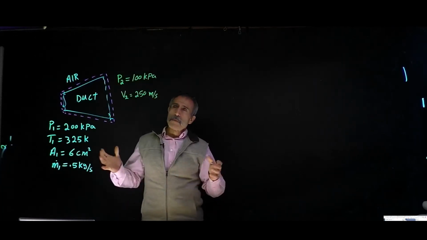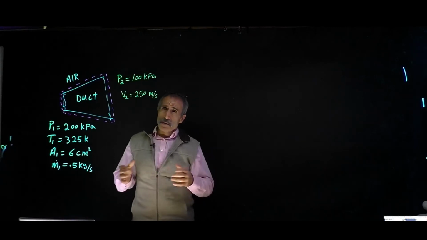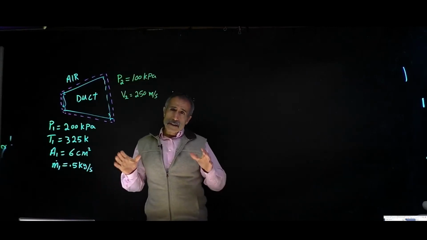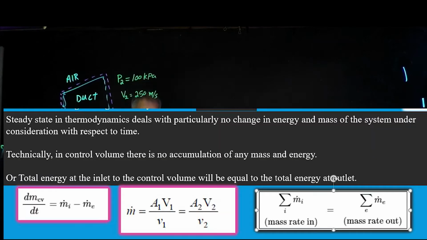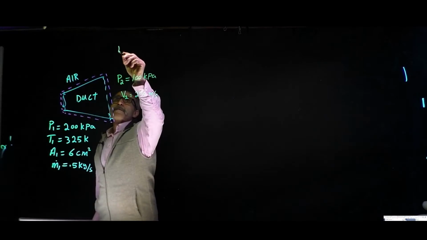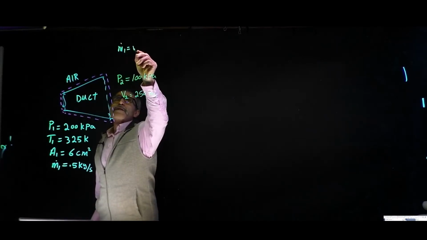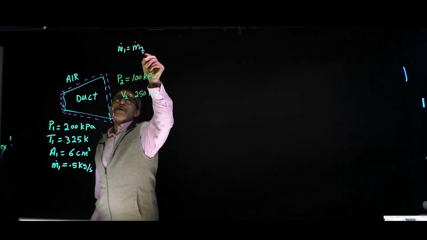Let's do a problem on energy analysis of a control volume at steady state. What is a steady state? Take a look at what I have on the board. Steady state basically tells us in our calculation that the mass flow rate at the entrance should be the same as the mass flow rate at the exit. So I can make m1 dot equal m2 dot.